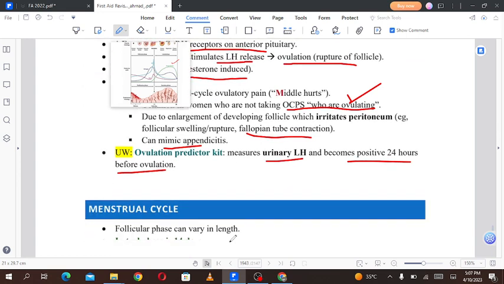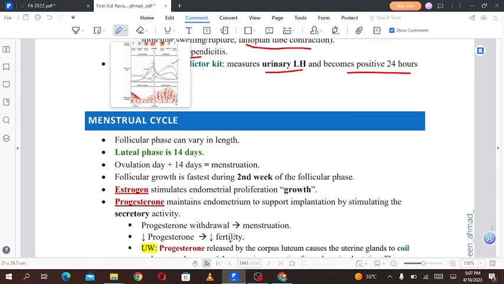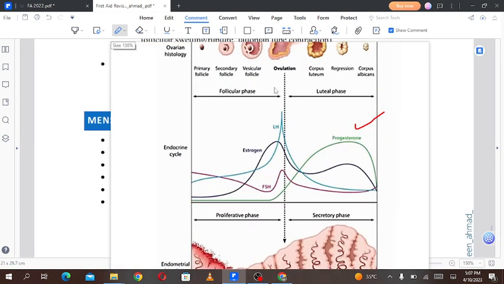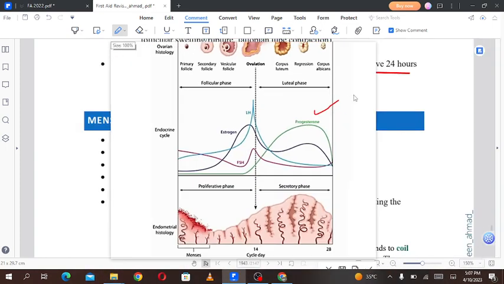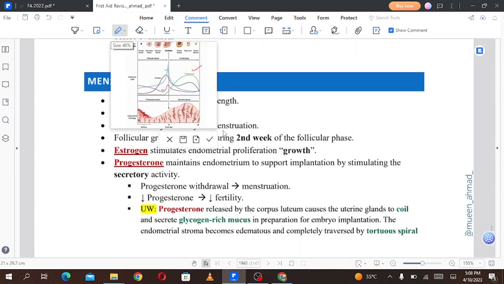After this, we will talk about the menstrual cycle. In the menstrual cycle, the follicular phase can vary in length. You know that the follicular growth can vary in length. It may take different time, but the luteal phase is 14 days. If I could zoom this picture like this, the follicular phase can vary in days, but the luteal phase, after ovulation till menstruation, is fixed. It is 14 days. So it helps us calculate the menstrual cycle and the time of ovulation.